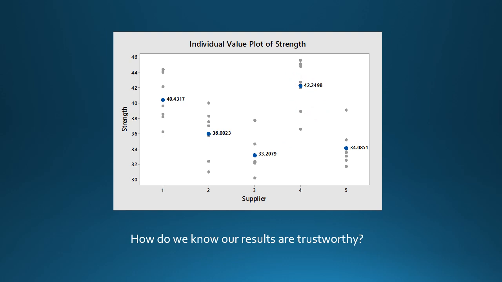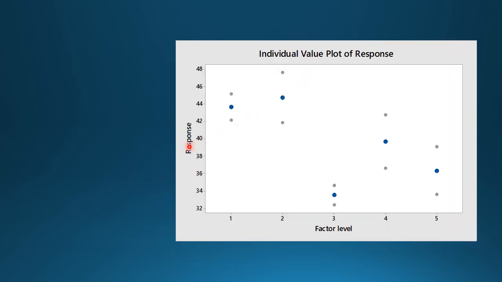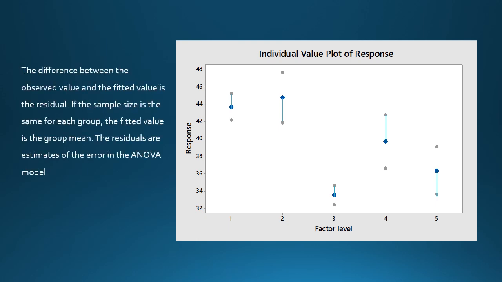So now that we have completed our evaluation, how do we know our results are trustworthy? We can verify these assumptions by examining the residuals of the data. They are calculated by subtracting the fitted value from the observed value. When the sample size is the same for each group, the fitted value is the group mean. The residuals are estimates of the error in the ANOVA model.